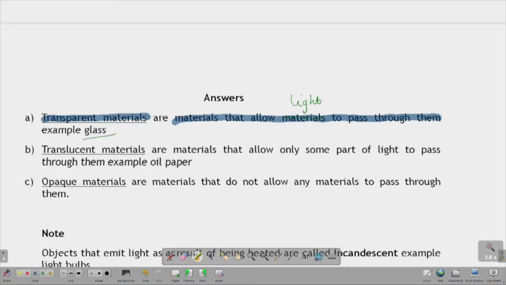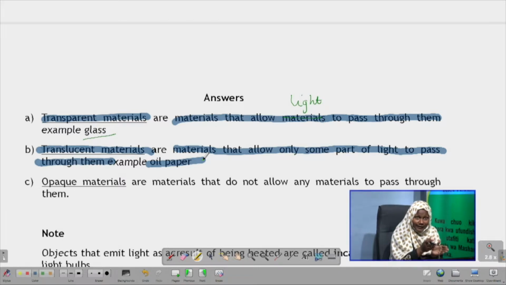We have another material, called translucent material. These are materials that allow only some part of light to pass through them. Example, oily paper. Some materials do not allow all the light that strikes the surface to pass; they allow only a portion of that light to pass. Those materials are what we call translucent materials.